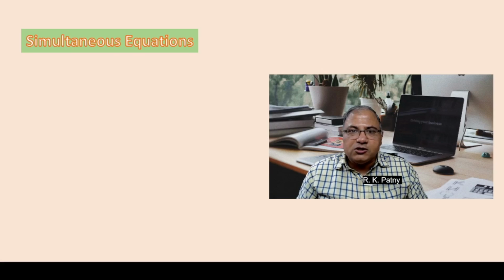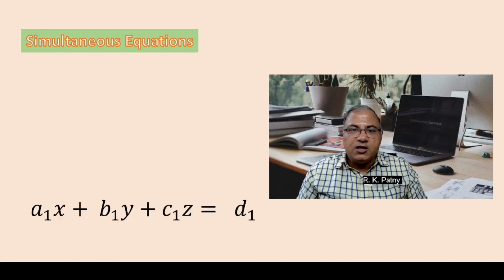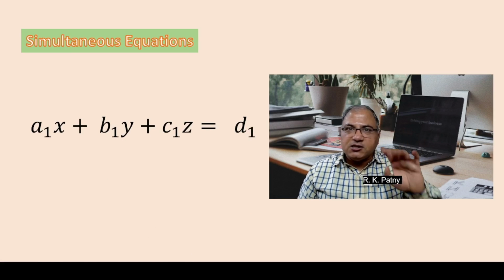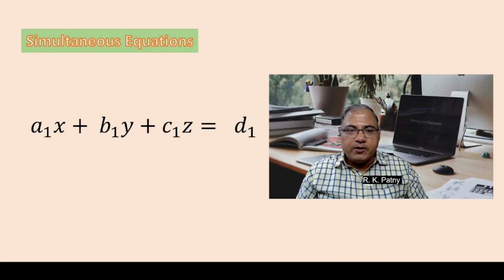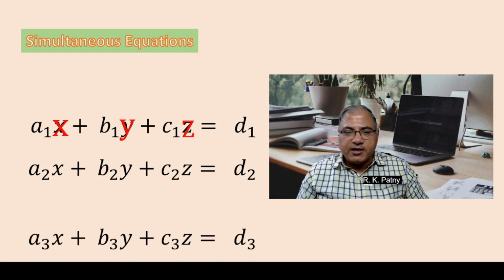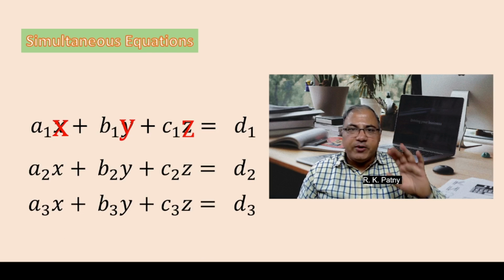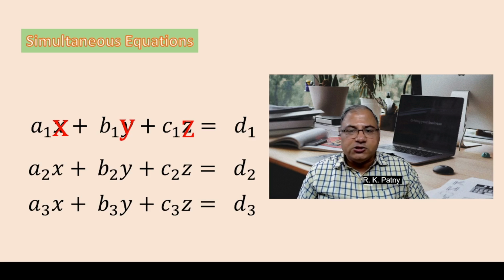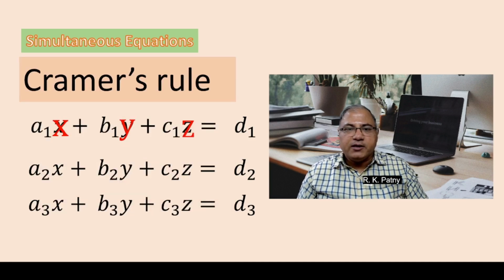Today we are going to solve simultaneous equations of three variables, such as this equation. In this equation there are three variables. What are the three variables? X, Y and Z. After that we have the next equation. In the next equation there are also three variables, and in the third equation three variables, where d1, d2 and d3 are constants. We are going to solve these three equations by using Cramer's rule.